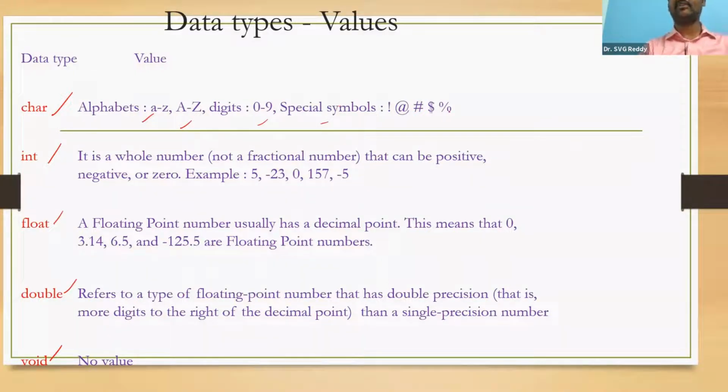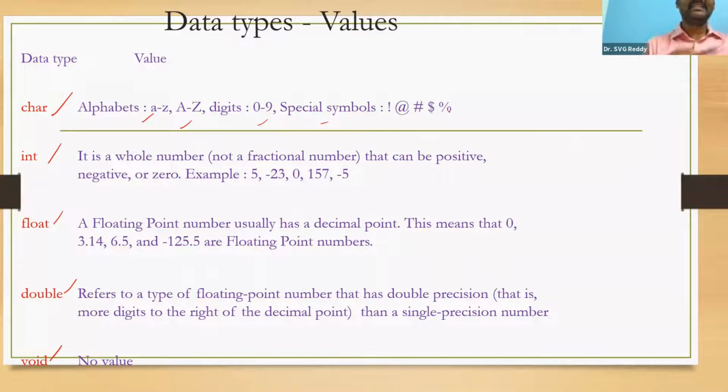I mean, we have given only a few, and of course many are there on the keyboard. ASCII characters, so all the special symbols are accepted. So alphabets, lowercase and uppercase, that is letters a to z and capital A to Z, digits 0 to 9, and the special symbols. Those all come under character.